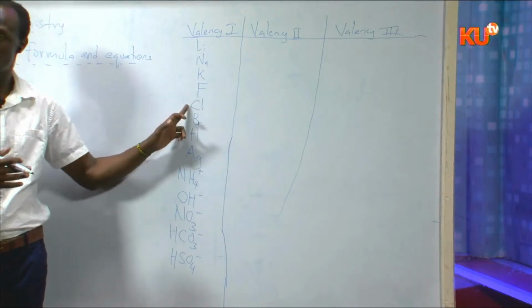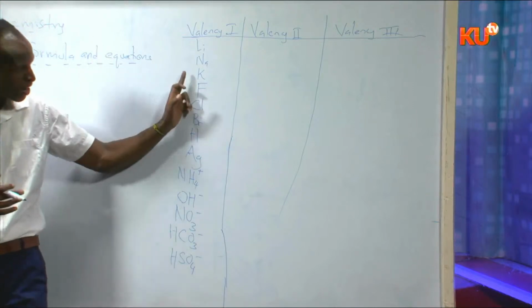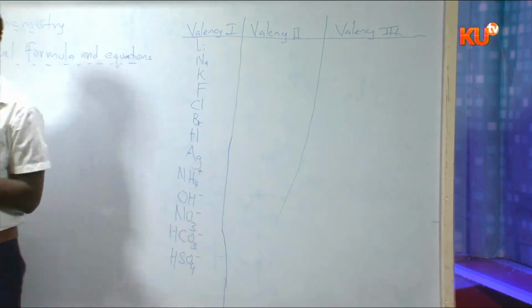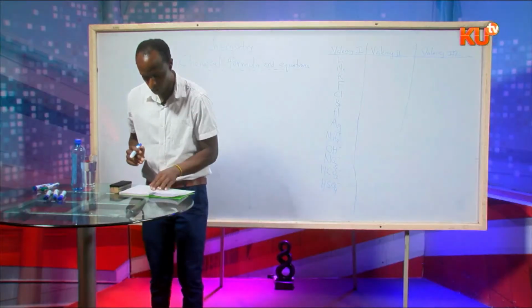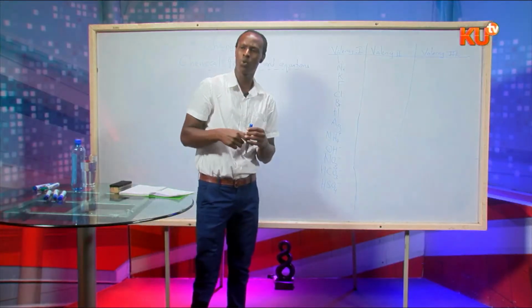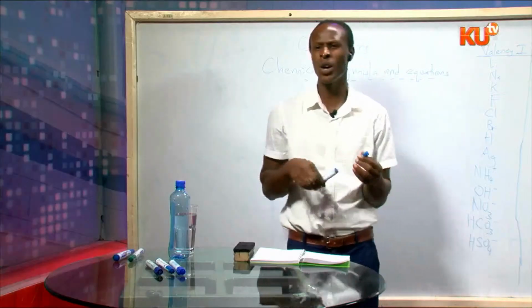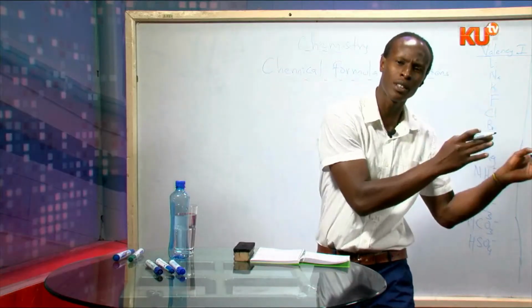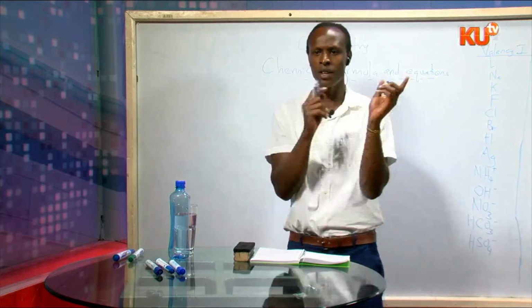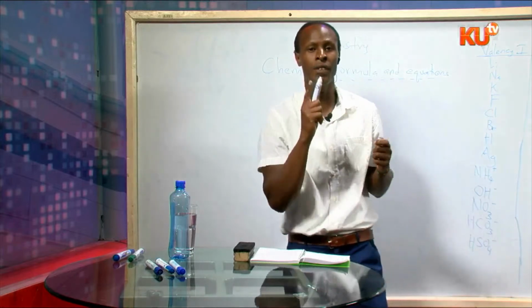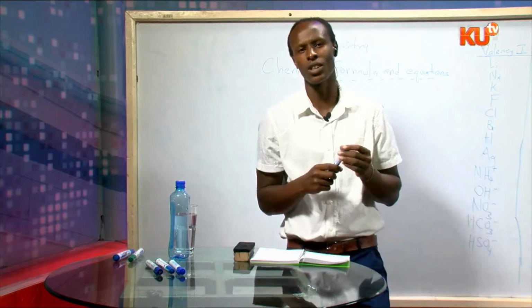Here is bromine, chlorine, fluorine, potassium, sodium, and lithium. Let's move swiftly to valency 2. Valency 2, now they require to lose 2 electrons. So if they require to lose 2 electrons, it's either they're in group 6 or they're in group 2. If they're in group 6, they'll gain 2 electrons. If they're in group 2, they lose 2 electrons.